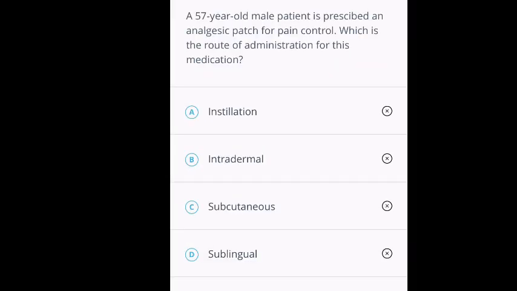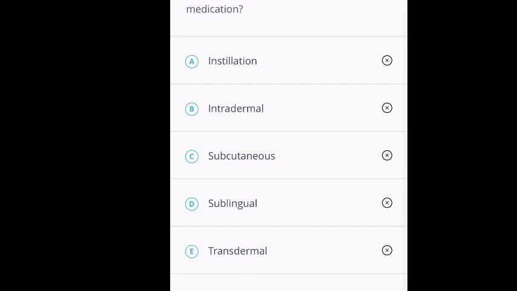A 57-year-old male patient is prescribed an analgesic patch for pain control. Which is the route of administration for this medication? Instillation, intradermal, subcutaneous, sublingual, or transdermal? The correct answer is transdermal.